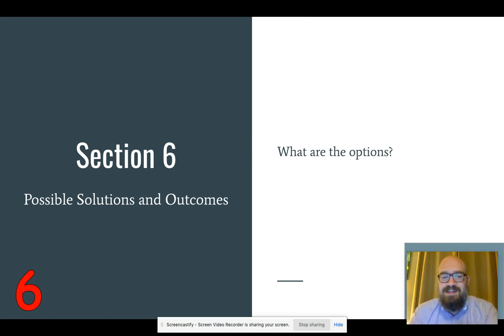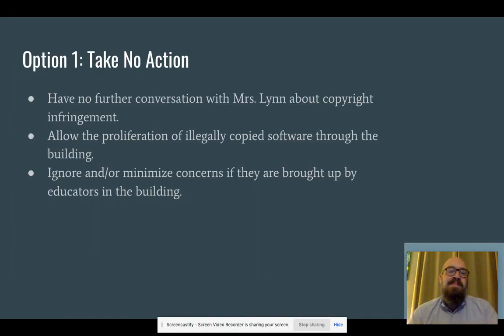One exceedingly passive, one exceedingly severe, and 2 that were in the middle. The first option is to take no action and have no further conversation with Mrs. Lynn about copyright infringement. I can allow the proliferation of illegally copied software through my building. And as educators come to me with their concerns, I can either ignore or minimize them.